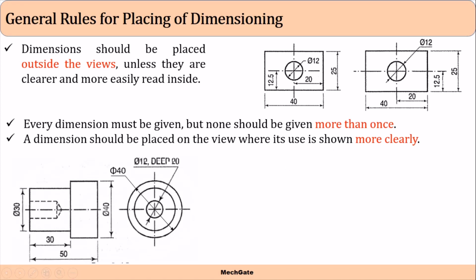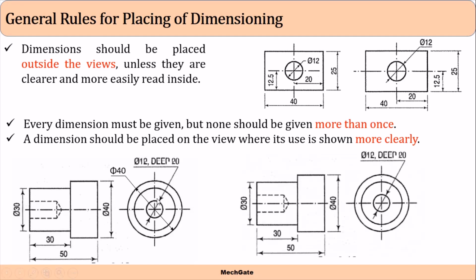So if you see this figure, let's say this is the front view of the object and this is the side view of the object, right? So if you see this 40 millimeter diameter is given in front view as well as in side view. So this is called a duplication of dimensioning. This should be avoided in drawing, right? So this 40 millimeter diameter should be given in such a view that its use is shown more clearly, right? So instead of the front view, I should give that 40 millimeter over here side view. So this is the correct way of dimensioning. Again, no dimension should be repeated more than once.